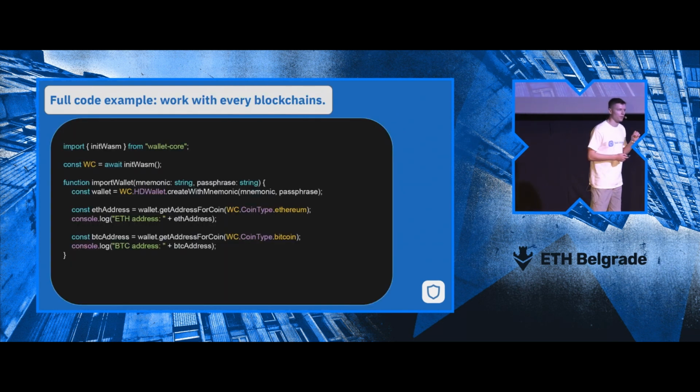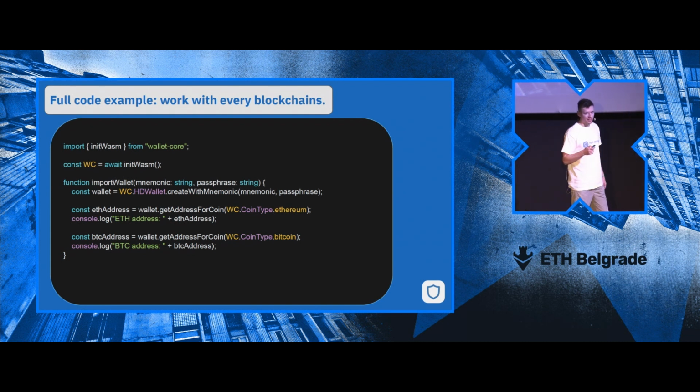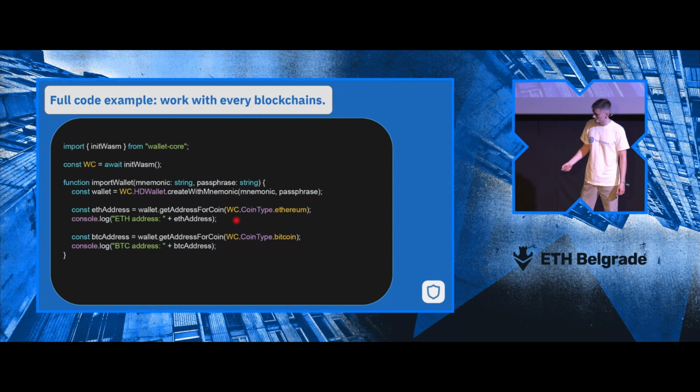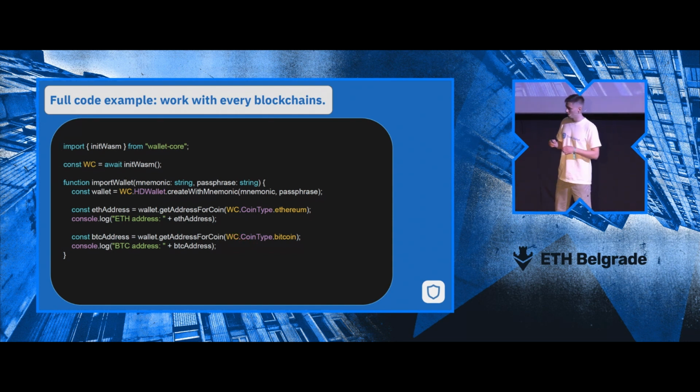Probably the most informative part of my presentation today. I'm going to show you how easy it is to work with multiple blockchains using only one Wallet Core dependency. Here we take a mnemonic and passphrase, create an HD wallet, and generate addresses for Ethereum and Bitcoin blockchains. By typing only 3 lines of code, we achieve quite simple but at the same time quite complex operations.